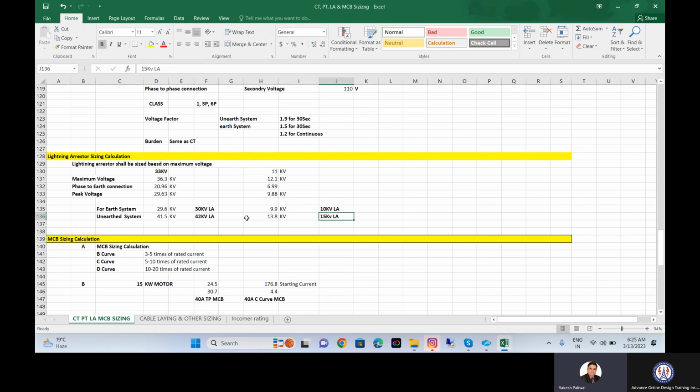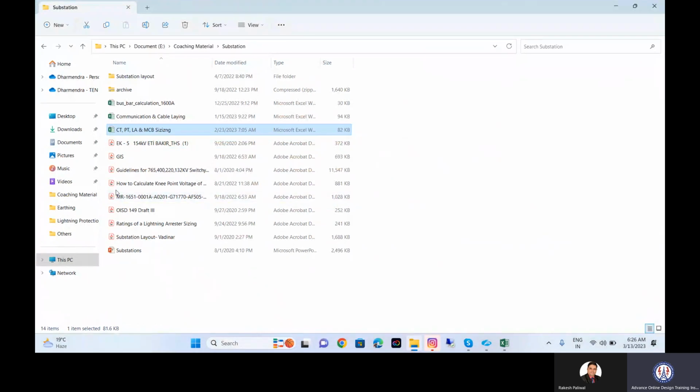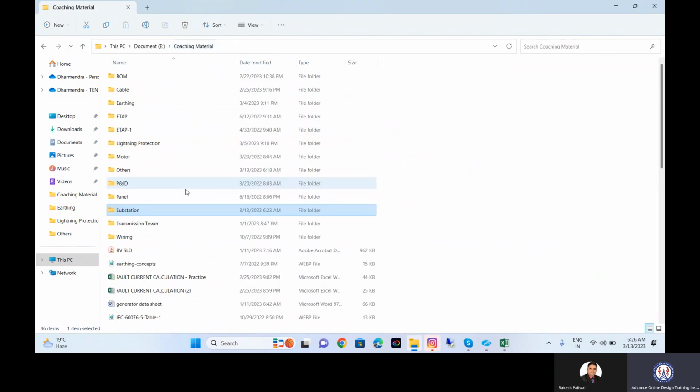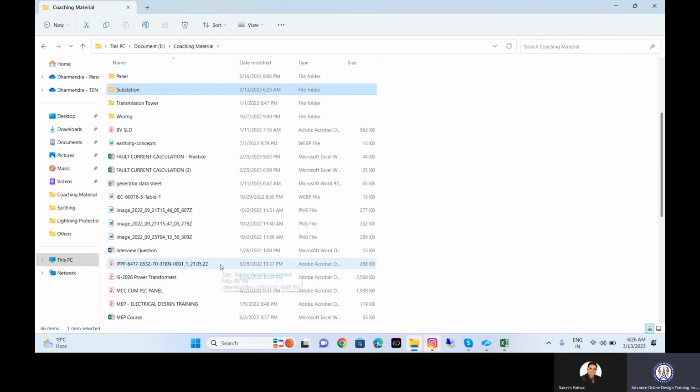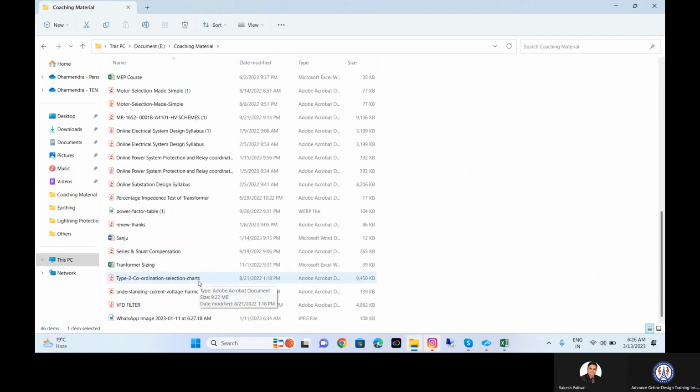Sir, in LA there is a discharge current mentioned, 10 ampere. Yes, that is the discharge current. Let me tell you that part as well. Is the sizing part clear? Yes, sir.